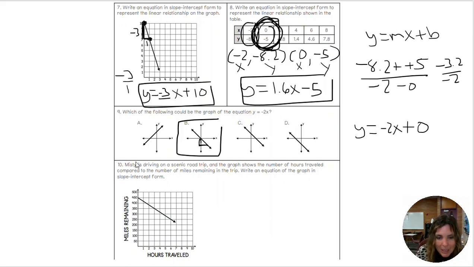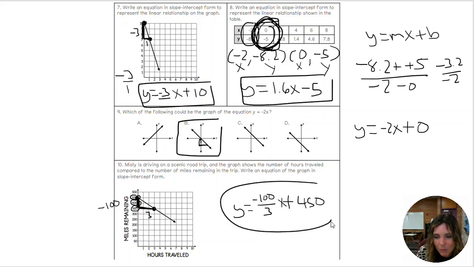And then number 10. Write an equation in slope-intercept form. So the y-intercept for this one is 450. And then if we want to write an equation, we have to find the slope. So let me go ahead and pick a point right here, draw in the slope triangle. So from 450, we're going down 2 spaces, but see how this is 450, 400, 350? This is counting by 50s. So this one would be down 100, to the right 3, -100 over 3x plus 450.